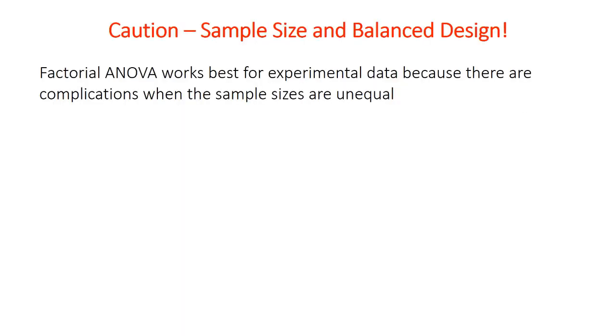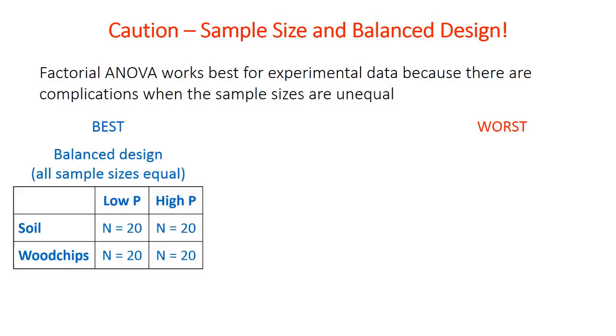Okay, so here's the big caution about sample size that I briefly mentioned towards the beginning. Factorial ANOVA gets complicated when sample sizes are unequal. So it really works best for experimental data where you can control and make sure that every combination has the same sample size. So that's our best case scenario, the balanced design. All sample sizes are equal, all combinations of independent variable factors have, in this case, 20 samples, the same number in all of them.